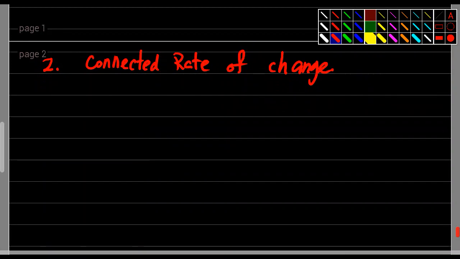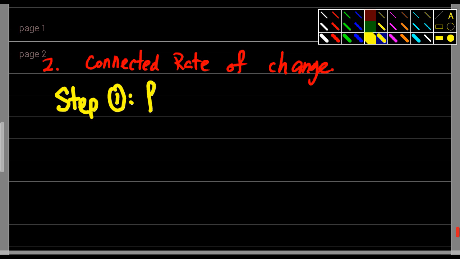This is connected rate of change, part 2. Okay, now let's begin. Before I can find this, what are the steps that I need to write before I can solve? So step 1 is always to do what? Differentiate. Good, but sometimes we want to write down the equation first.